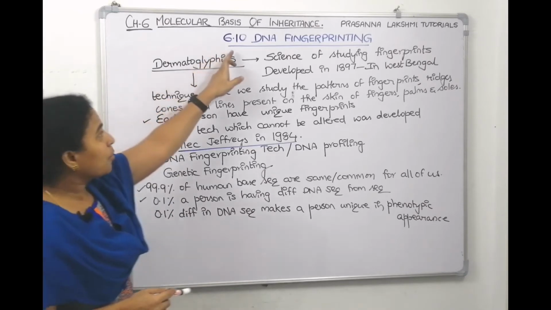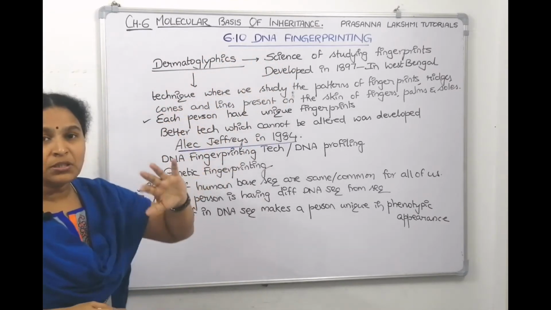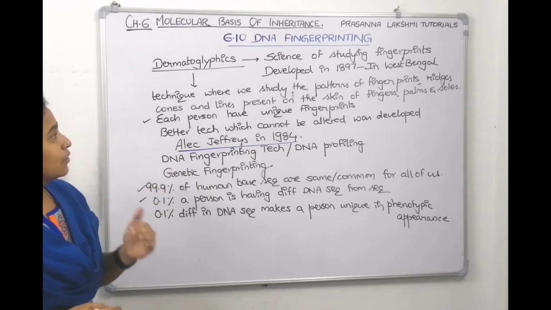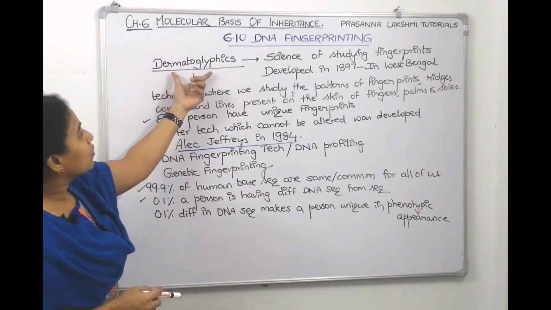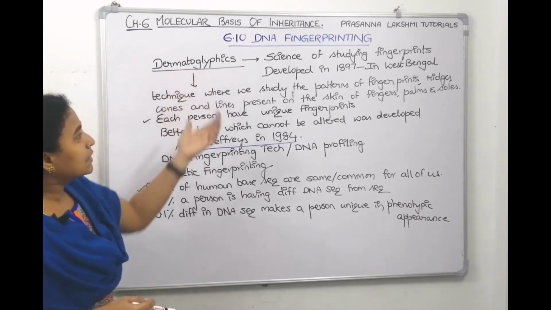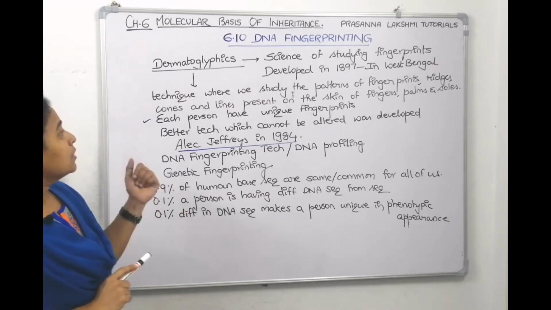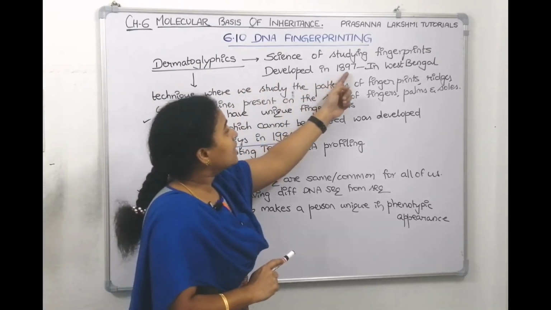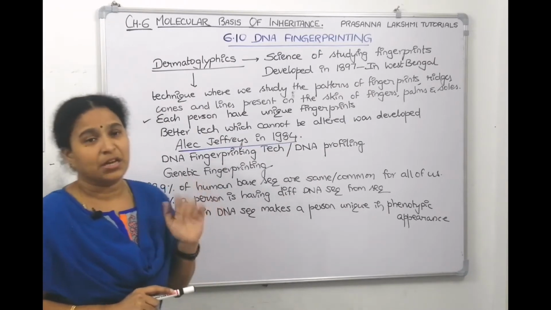So we came to the last topic of the chapter, 6.10, DNA fingerprinting technology. Before talking about DNA fingerprinting technology, let us talk about another science. What is it called? Dermatoglyphics. What is this science? It is the science of studying the fingerprints. This technology was developed in 1897, in West Bengal, which helped in criminal investigation.